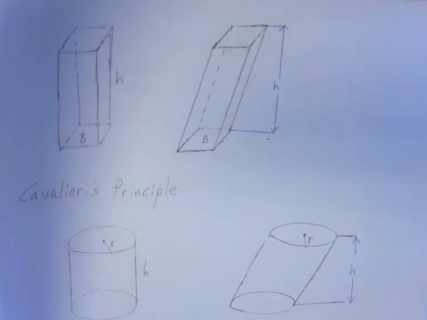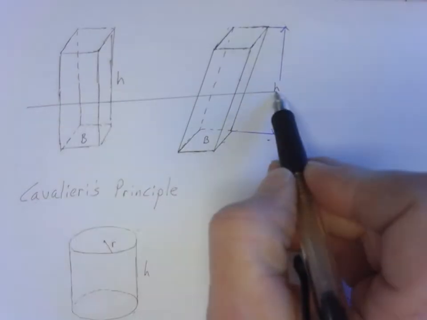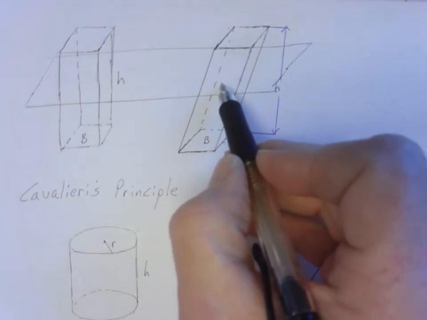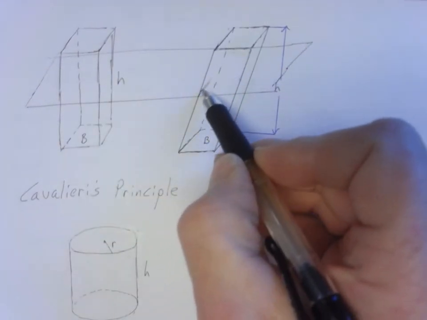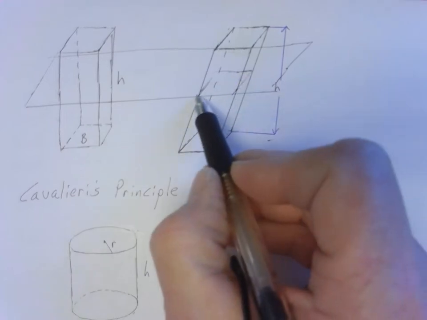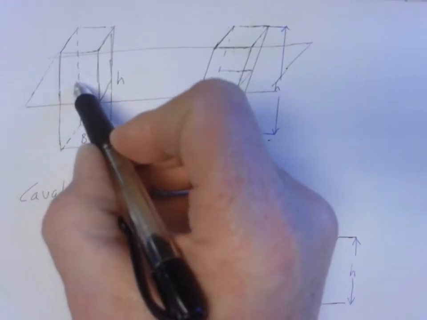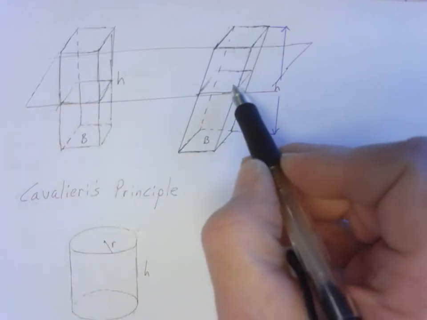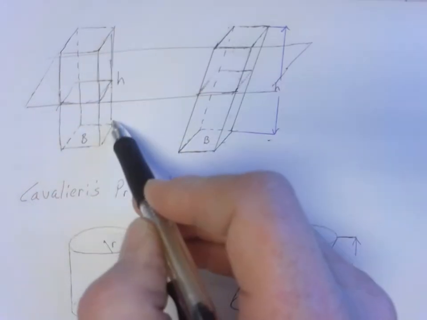Okay, now on to Cavalieri's principle. Cavalieri's principle talks about how if two objects have the same cross-sectional area, so if we were to cut through them and look at the cross-section that is created in here and the cross-section that's created in here, and those two cross-sections have the same area, and these two objects have the same height.